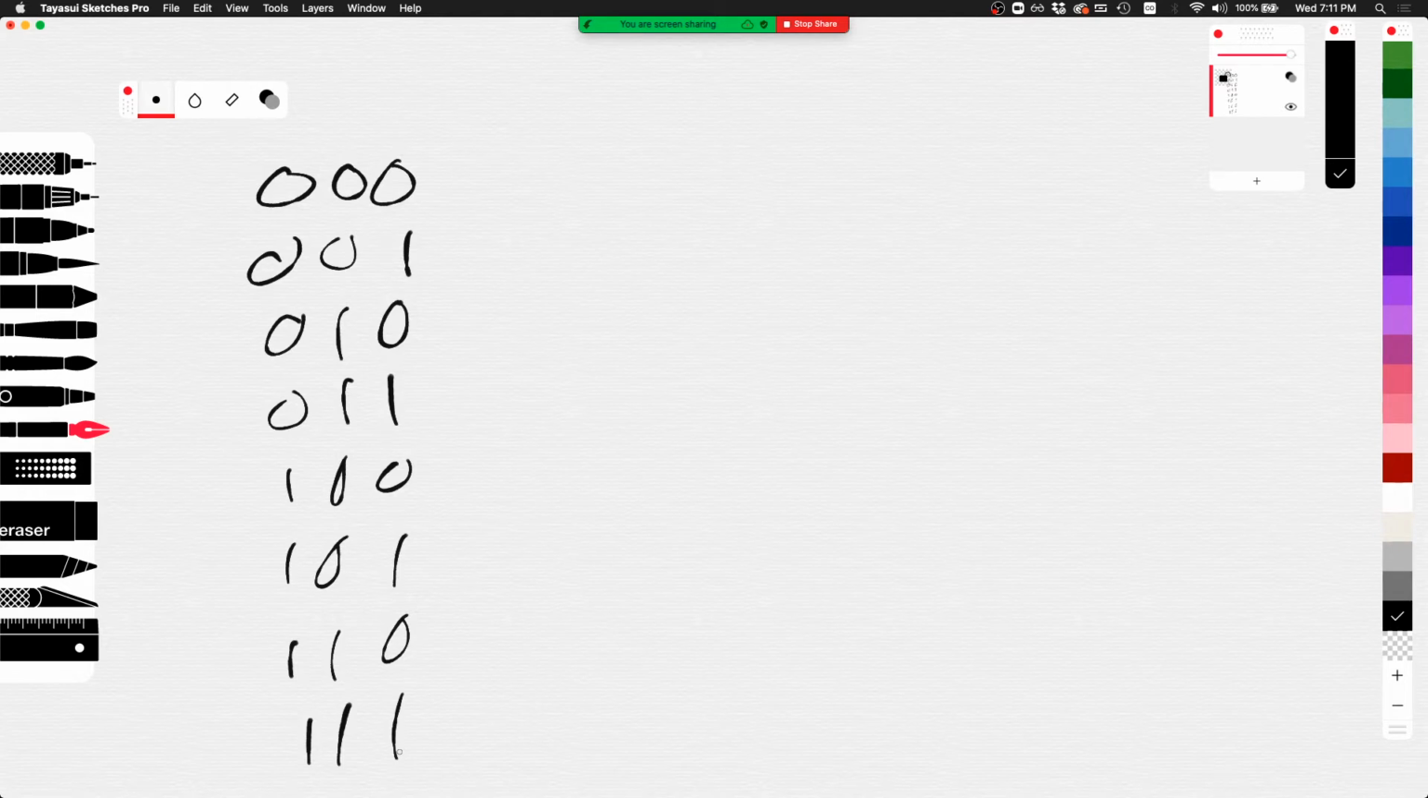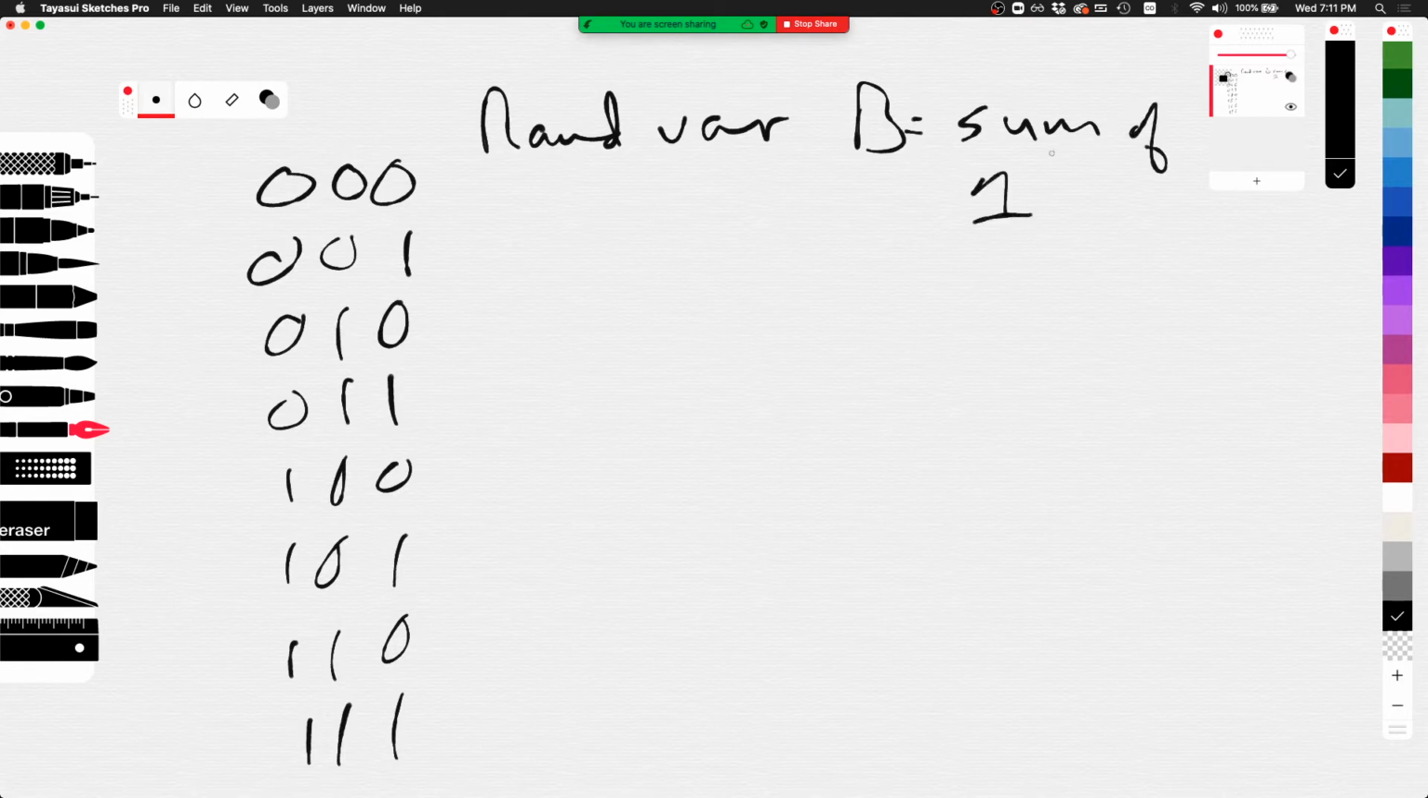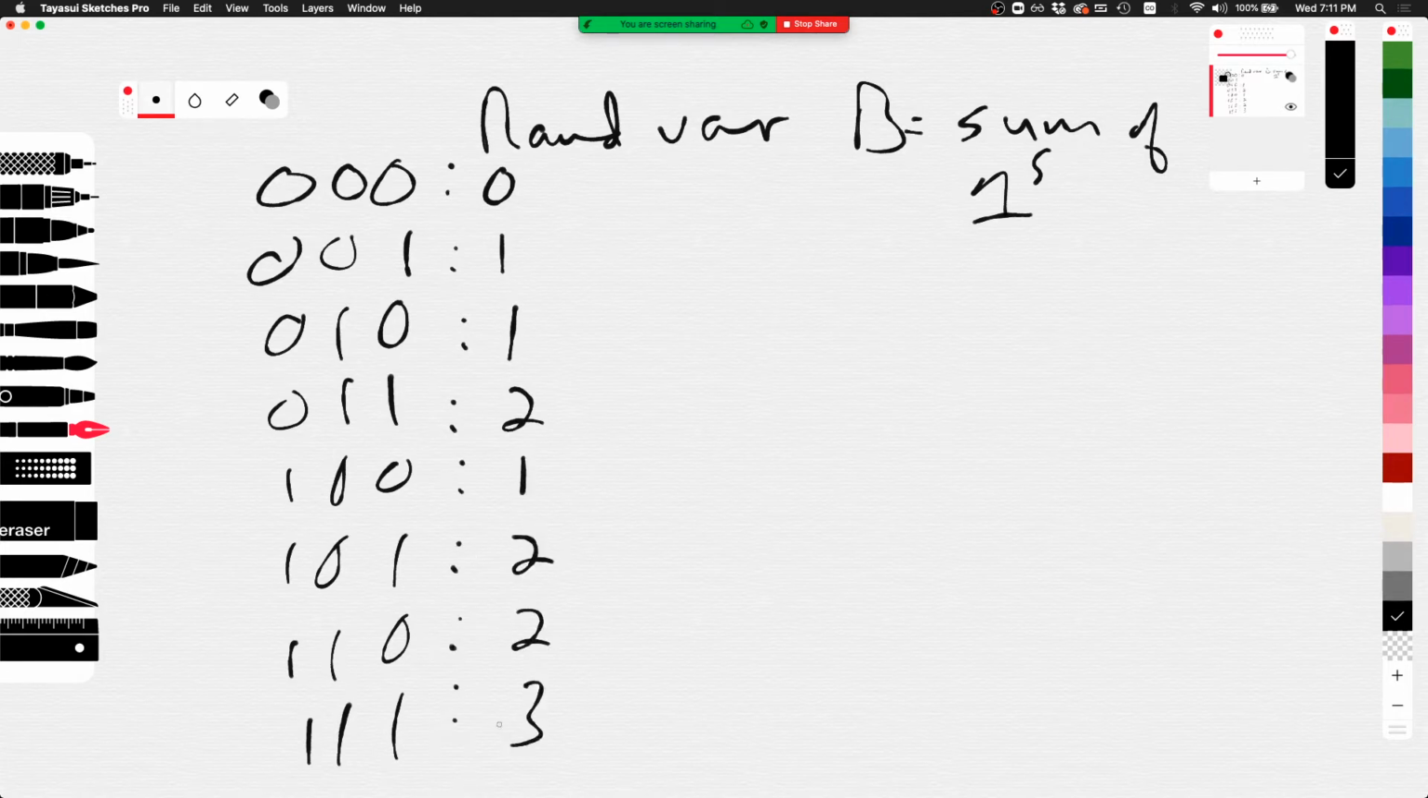We can make a histogram of these outcomes. Let's say we have a random variable, let's call it b, and b represents the sum of bits. So this is the sum of ones. Here our sum of ones is 0. Here our sum of ones is 1. Then 1, 2, 1, 2, 2, 3. Okay, well that's fine. It turns out this is actually a binomial distribution, which we'll get to in a bit.